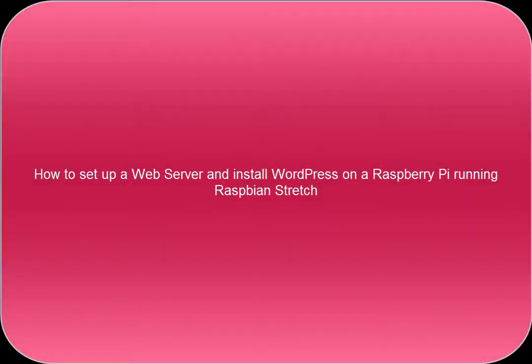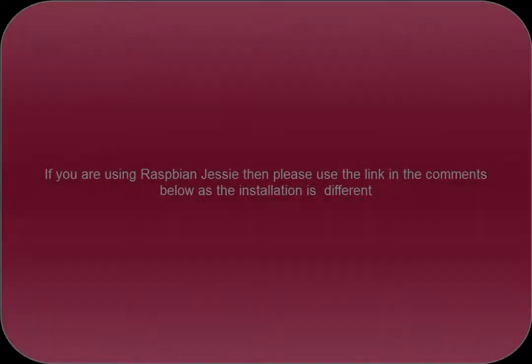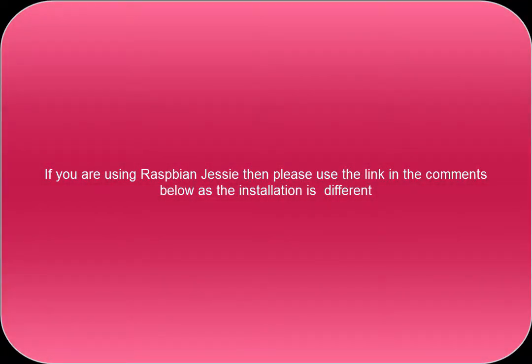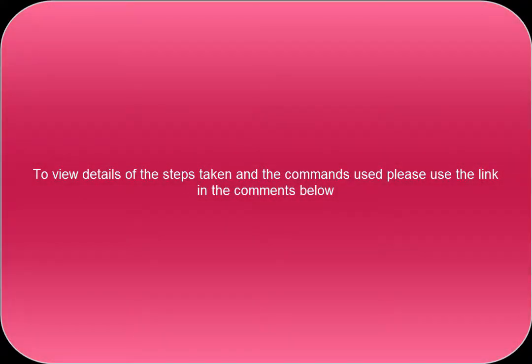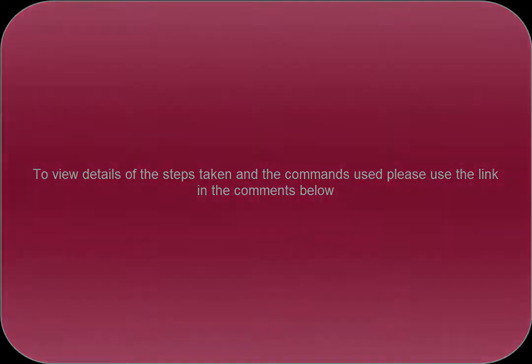How to set up a web server and install WordPress on a Raspberry Pi running Raspbian Stretch. If you are using Raspbian Jessie, then please use the link in the comments below, as the installation is different. To view details of the steps taken and the commands used, please use the link in the comments below.